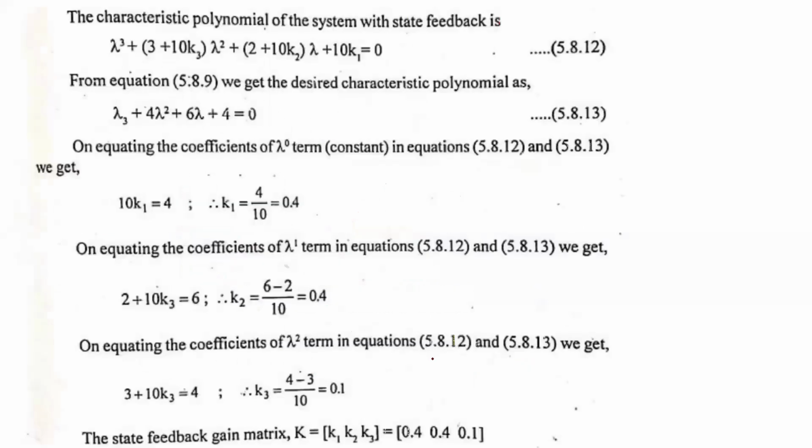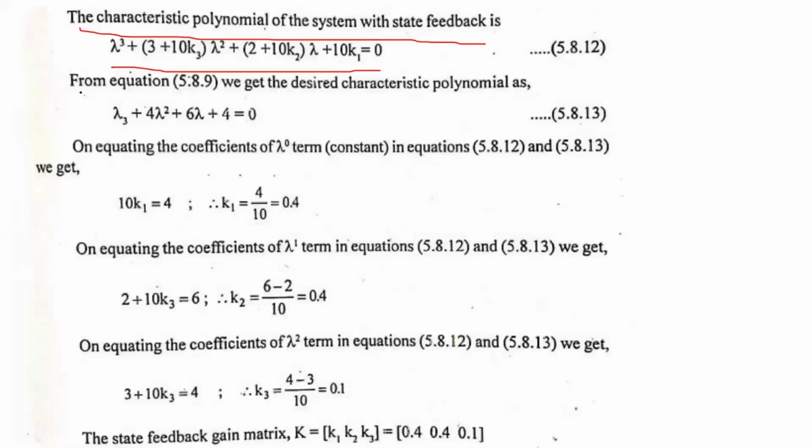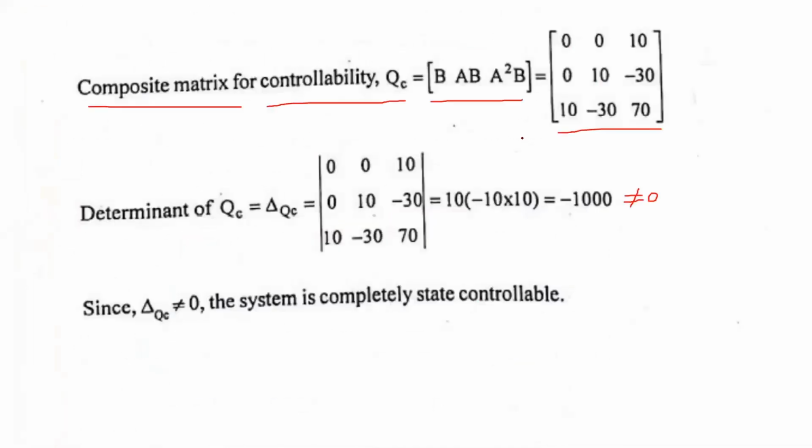Let us assume that. What is the characteristic polynomial of the system with the state feedback? I have already found that in the previous slide. This is equation number 2. Now, from this equation, I will get the desired characteristic polynomial. So, what is the desired characteristic polynomial?